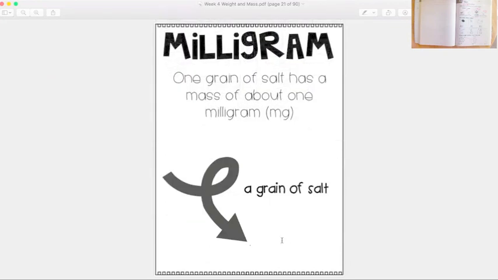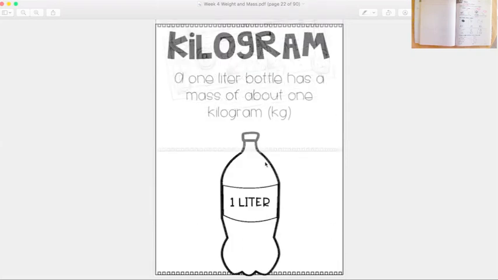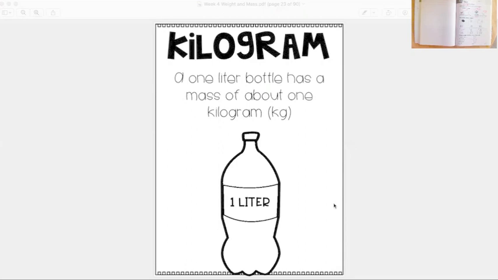We have milligrams, which if you see this teeny tiny piece of salt right here, that is about a milligram. That's how light it is. So 1 milligram has about the same mass as a grain of salt. Then we have a gram. This is a dollar bill. And 1,000 grains of salt equals a dollar bill. And then 1,000 dollar bills equals a kilogram, which is about a water bottle here. Okay, so looking back at this, 1,000 milligrams equals 1 gram. 1,000 grams equals a kilogram.